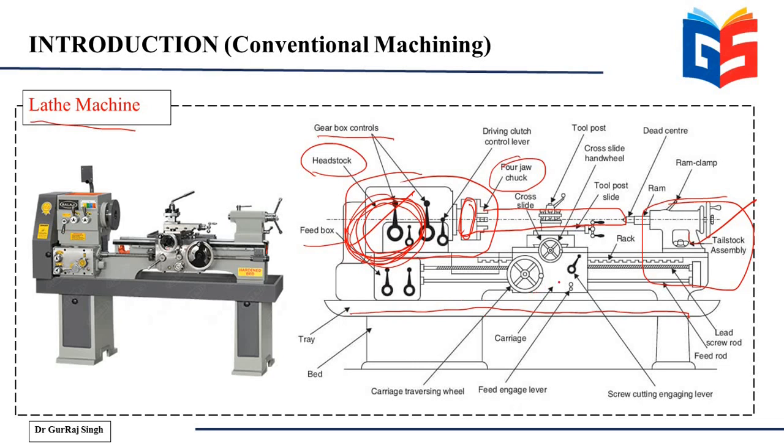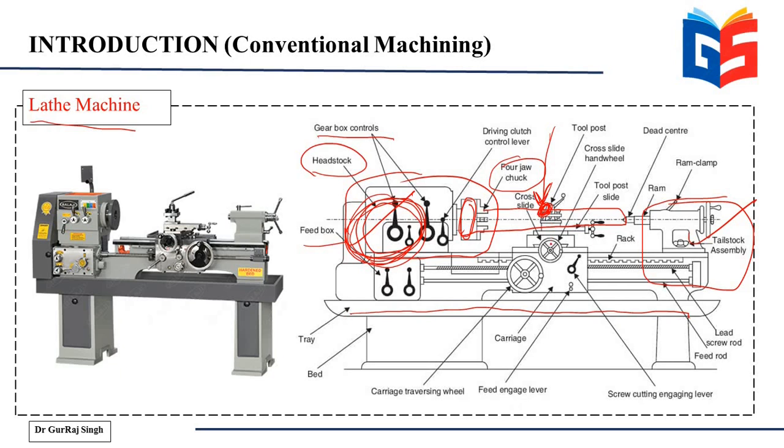So this carriage is a very, very important component of the lathe machine, and it contains the movement of the tool. So first of all, you'll have a carriage on top of which you'll have a cross slide, and then you have a tool post. So this tool post is where your tool is going to be held.